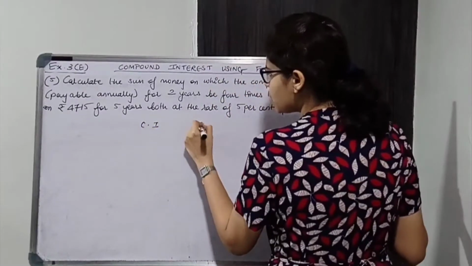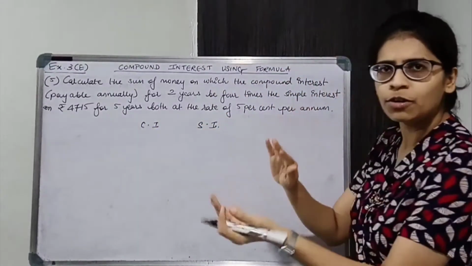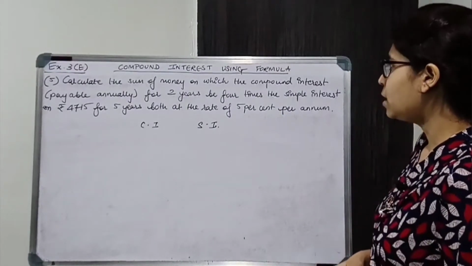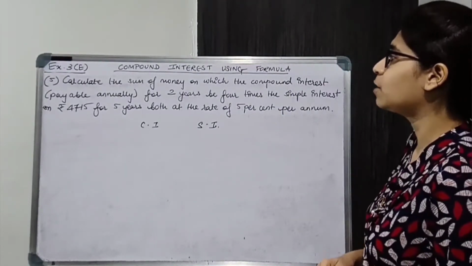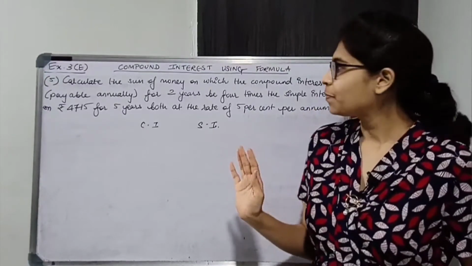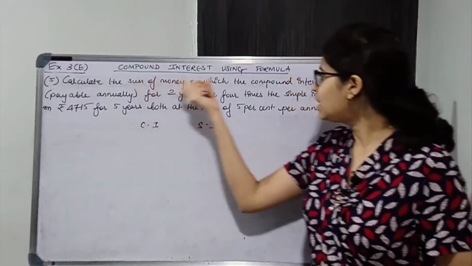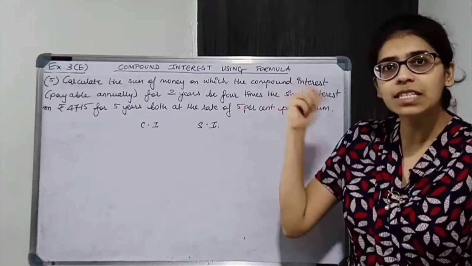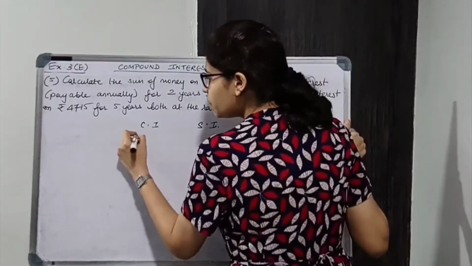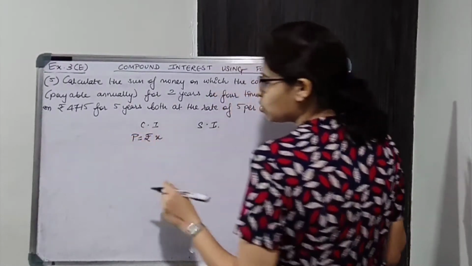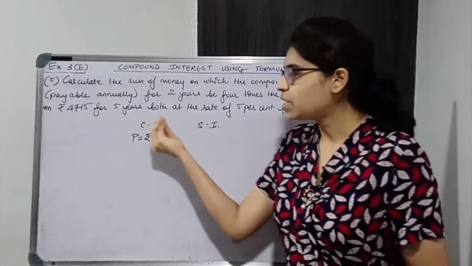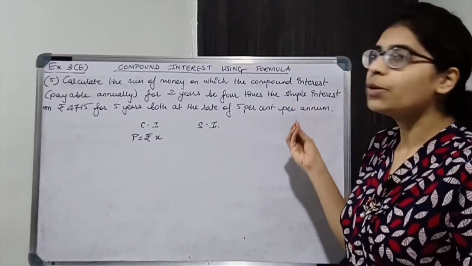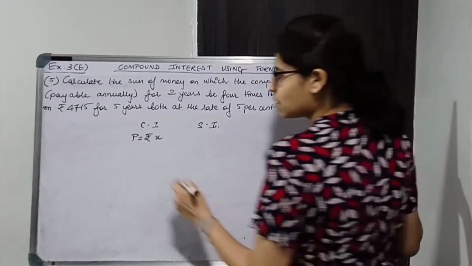One is compound interest, other is simple interest. Let's see what information we have for both. Calculate the sum of money on which the compound interest payable annually for 2 years. So we have to find the sum of money. In case of compound interest, we are not given the sum of money, that is the principal. So when we don't know the principal, we assume it to be x rupees. So let's say x rupees is the principal in case of compound interest, payable annually for 2 years. So n is 2 years.